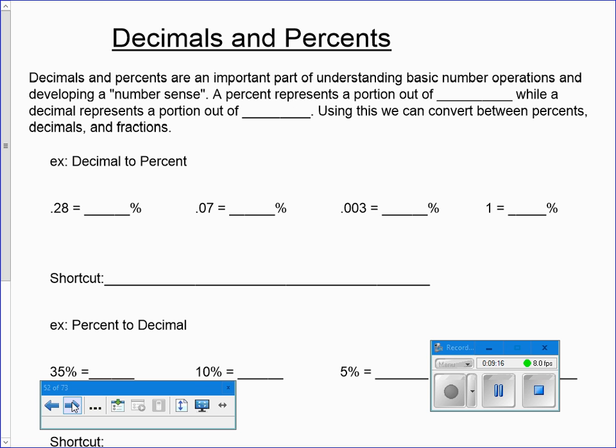So the last thing we're going to talk about today is decimals and percents, and going back and forth between decimals, percents, and fractions. So we like to use decimals, like to use percents, to do what's called proportional reasoning, understand how big numbers are in relation to other numbers. So when we talk about a percent, that represents a portion out of 100. When we talk about a decimal, while we're really talking about the same proportion, what we're talking about is a portion out of 1 for a decimal instead of out of 100 for a percent.